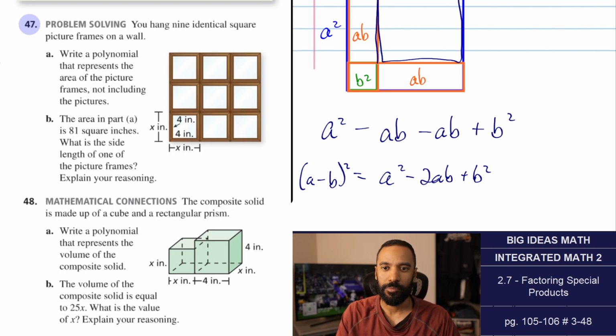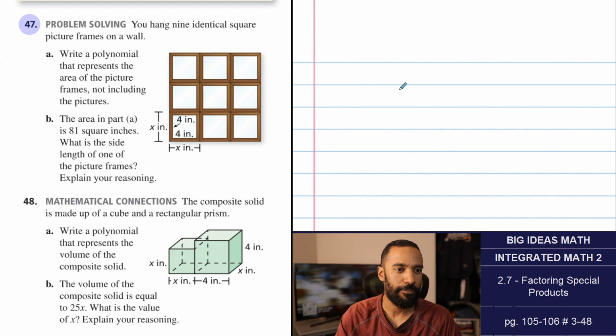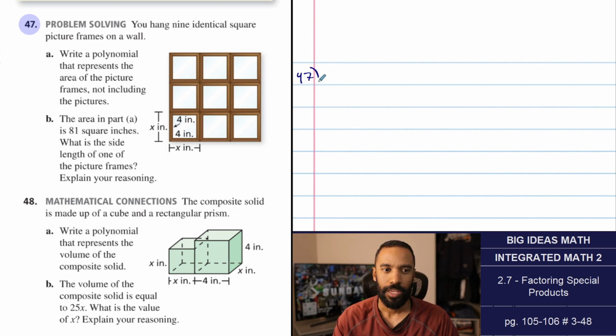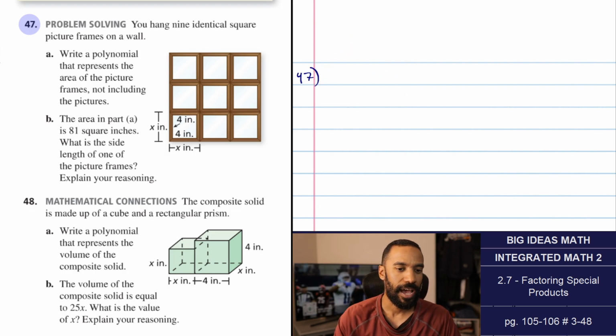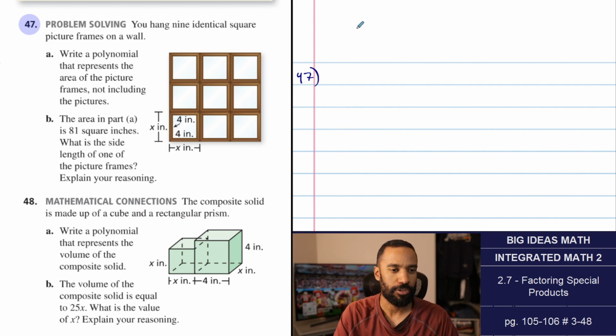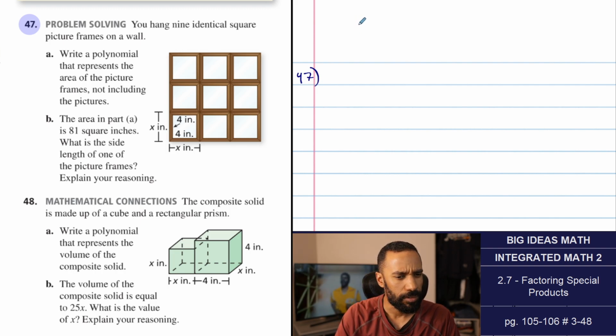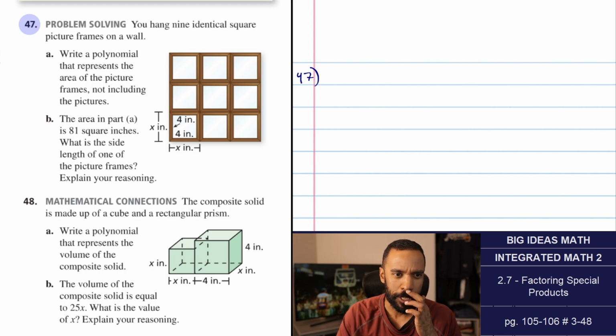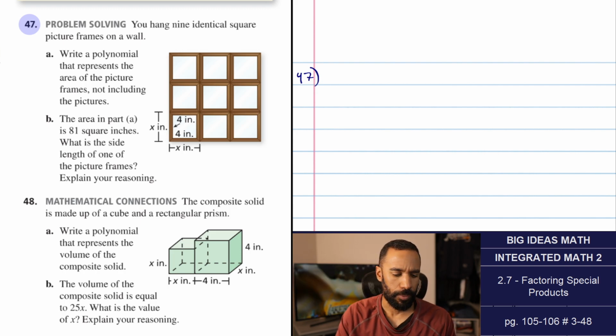All right, two more problems. We have numbers 47 and 48. Number 47, problem solving. You hang 9 identical square picture frames on a wall. They're 4 inches each. Or wait, what? Oh, I see. The 4 inches is the inside. Let's copy and paste this thing as well. And X inches is like the entire thing with the frame.